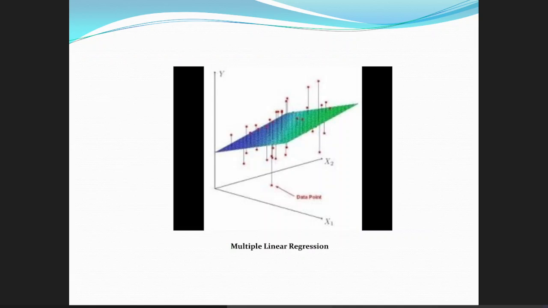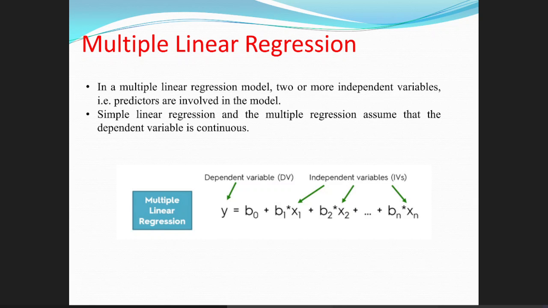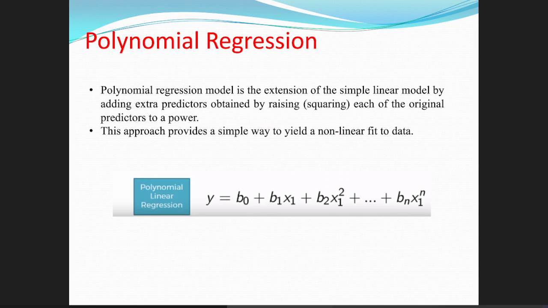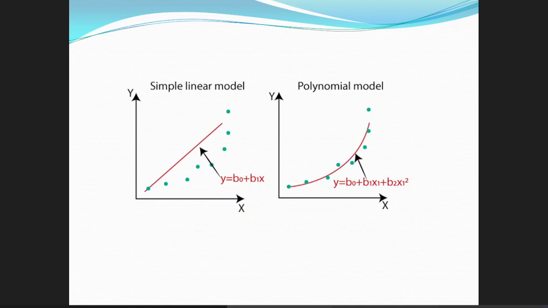Now suppose you have seen that there is a linear relationship between input and output. When the input and output are related non-linearly, then this algorithm is basically your polynomial regression algorithm. That is, you can see y equals b0 plus b1 x1 plus b2 x1 squared plus up to bn x1 to the power n. So here the input and output are related non-linearly, and this is an example of polynomial regression. You can see in the graph that in simple linear regression we have a straight line, and in polynomial regression we have a nonlinear curve, right?